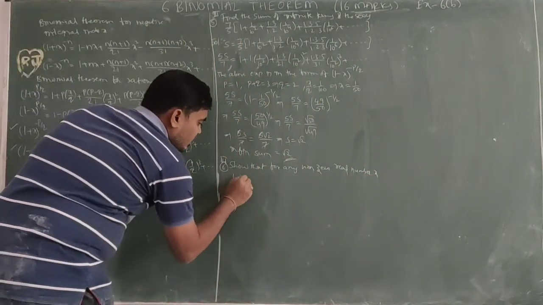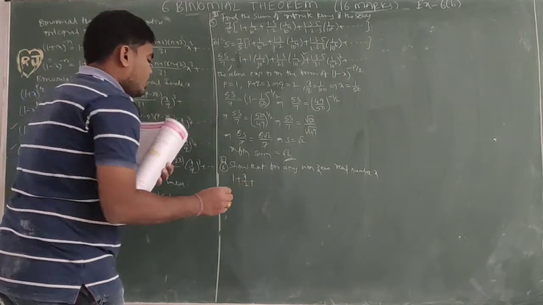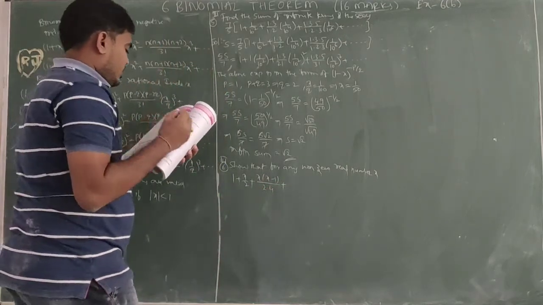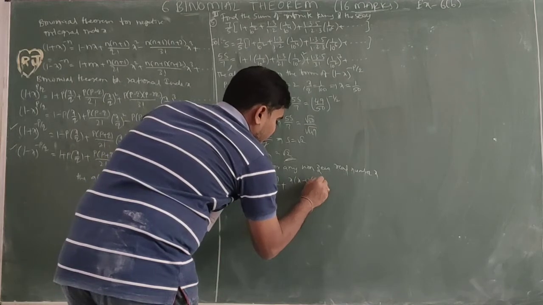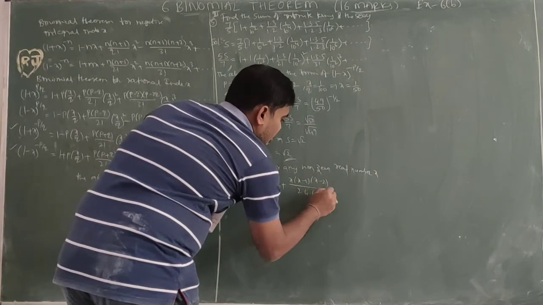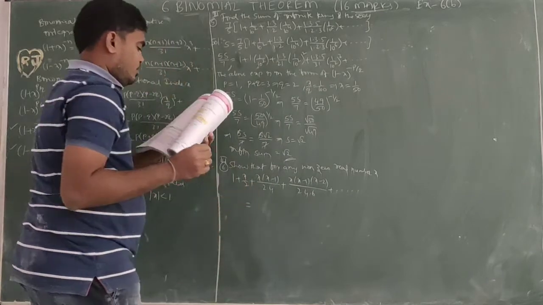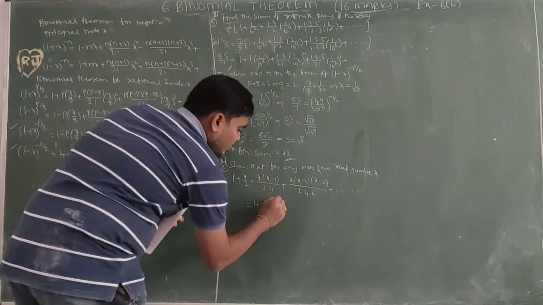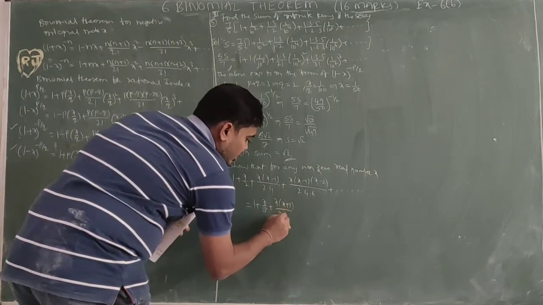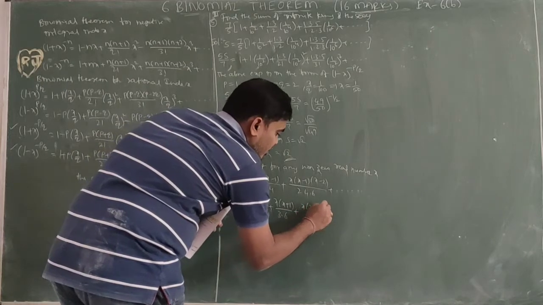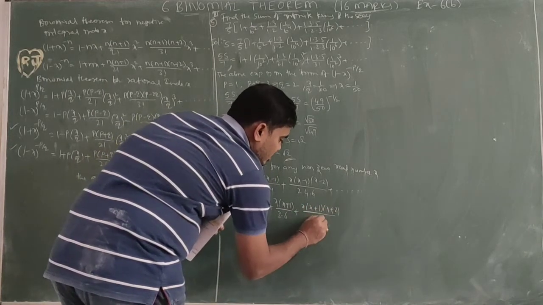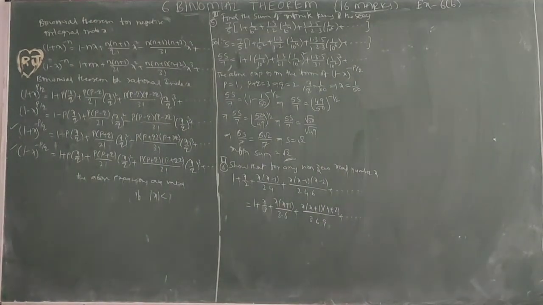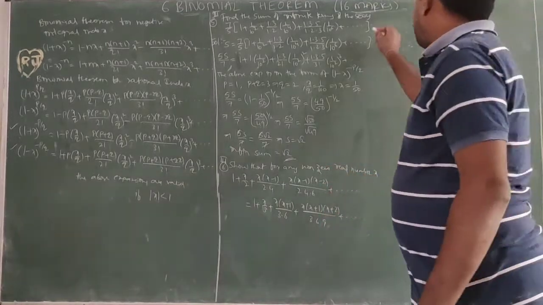1 + x/2 + x(x-1)/(2·4) + x(x-1)(x-2)/(2·4·6) + ... and so on, is equal to 1 + x/3 + x(x+1)/(3·6) + x(x+1)(x+2)/(3·6·9) + ... and so on. So these two expansions are equal. We need to prove these two expansions are equal.